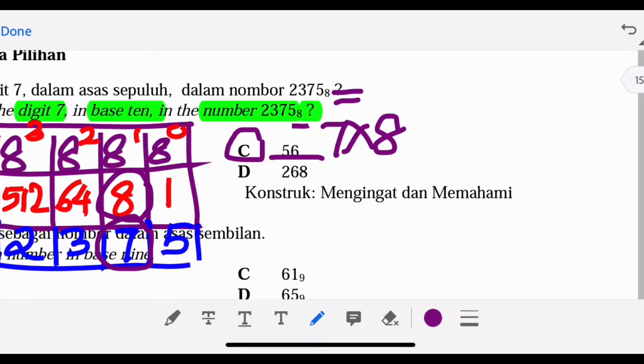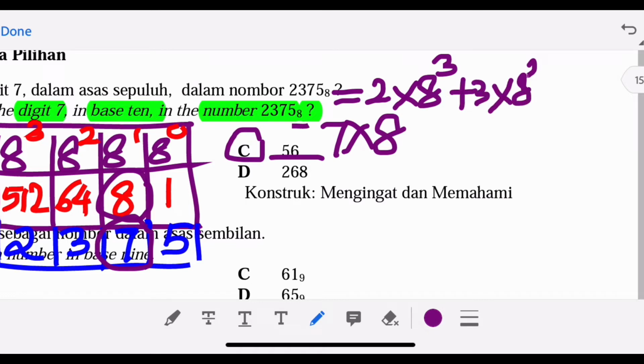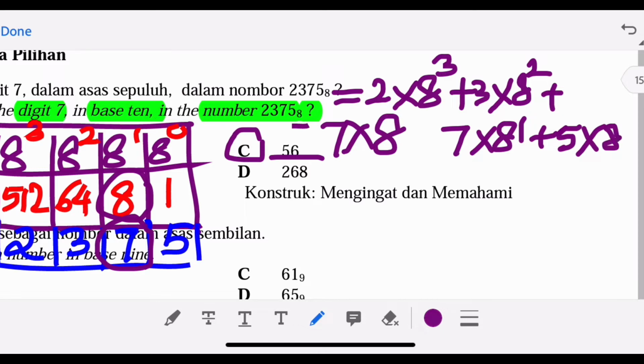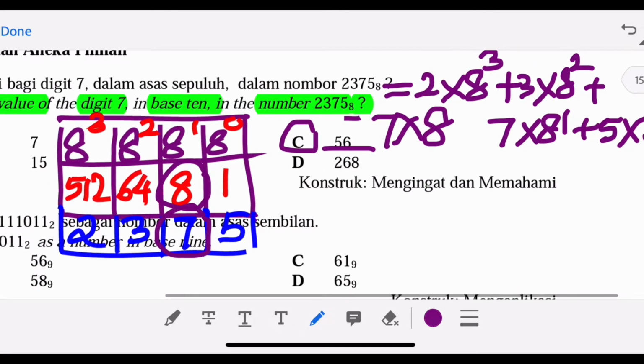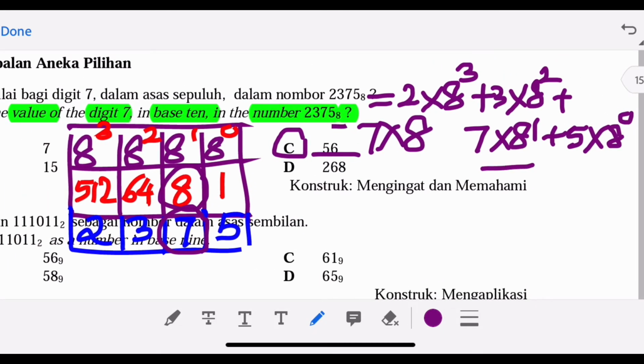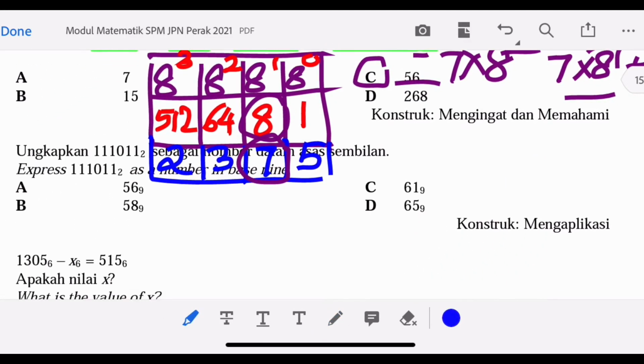You can actually expand on it. 2 times 8, if I want to convert to base 10, right? Of course you can use a calculator, but we don't want to depend on the calculator. Sometimes the question is purposely set so that you cannot use a calculator. Here maybe you can press your calculator, no problem. Alright, so I have discussed one base 8 question.